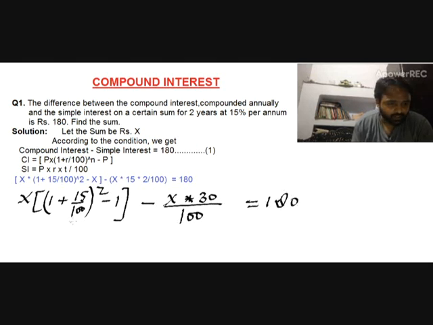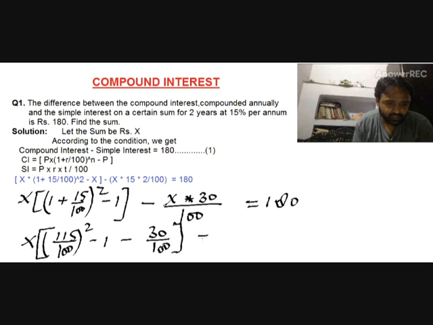Now if I take x common outside from both these brackets, what I will get at last, this part is 115 divided by 100 to the power 2 minus 1. Oh sorry, this cannot be done here. And then there is a negative sign. That negative sign 30 over 100 and this is closed is equal to 180. When you simplify this calculation, you will find the final value of x. So let us do it.